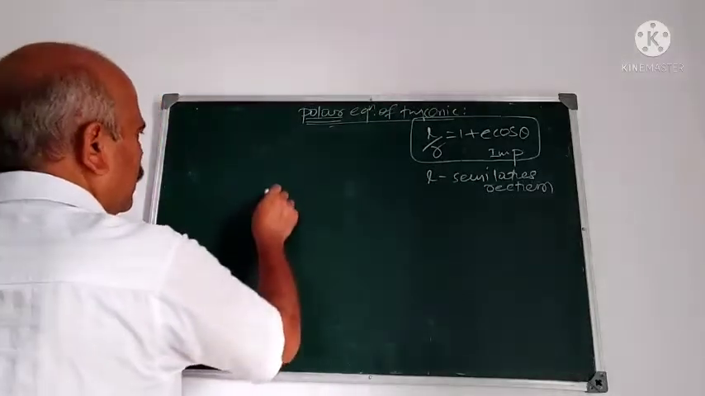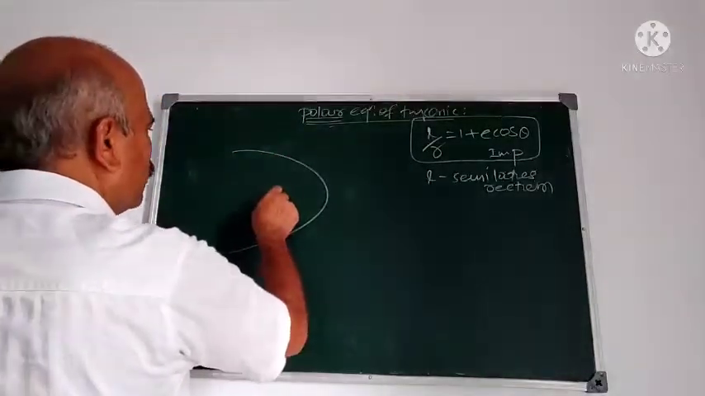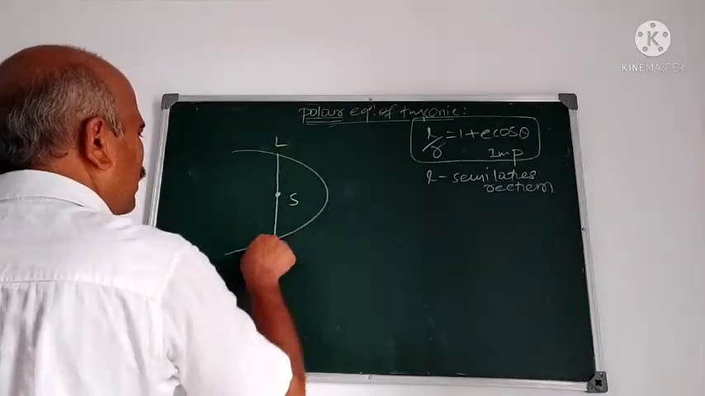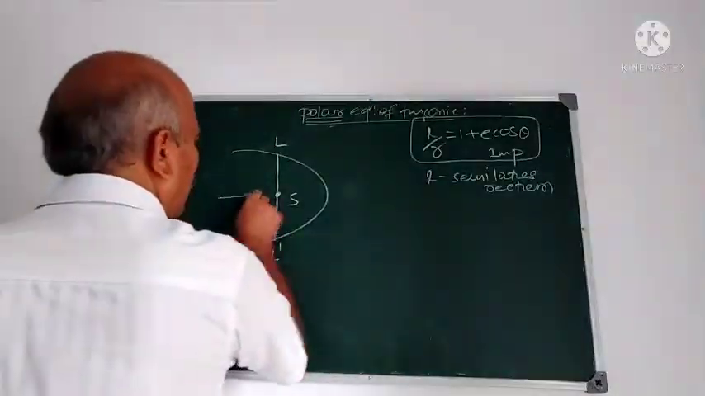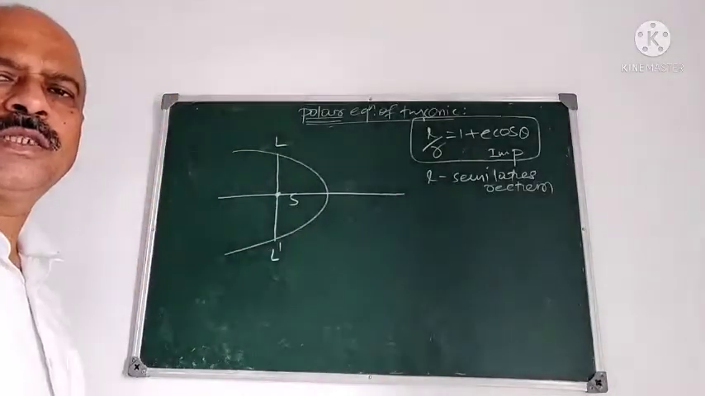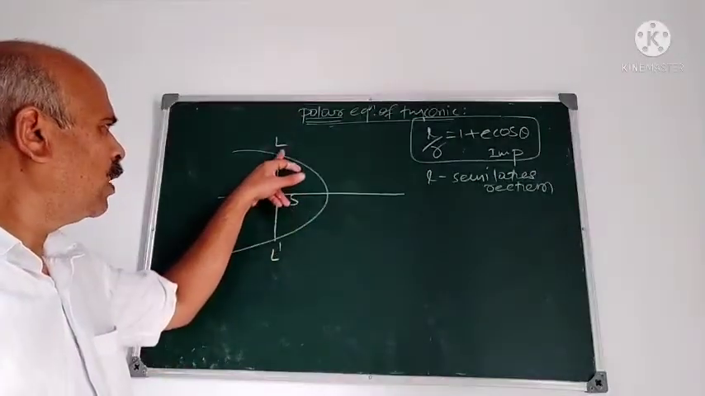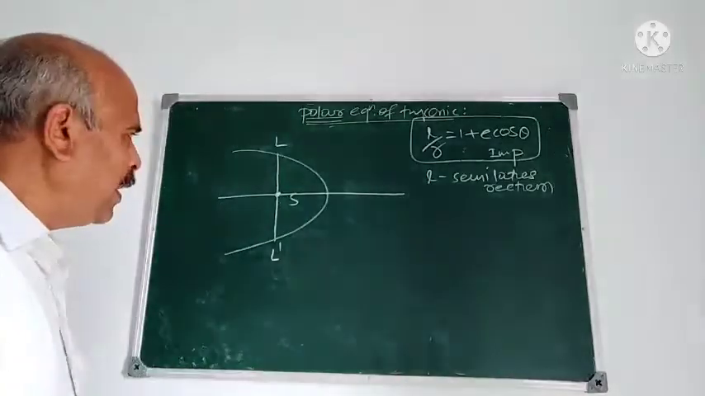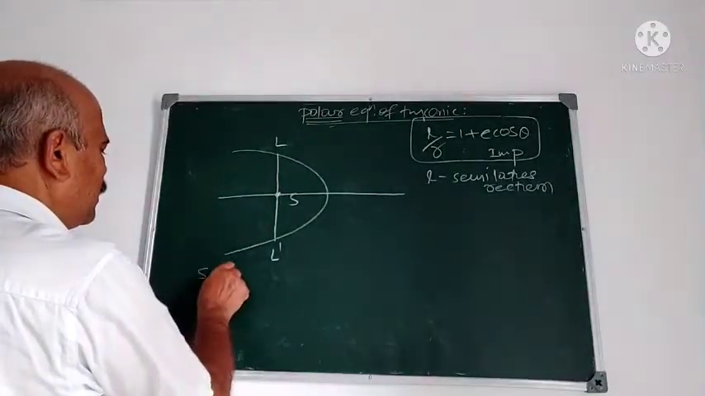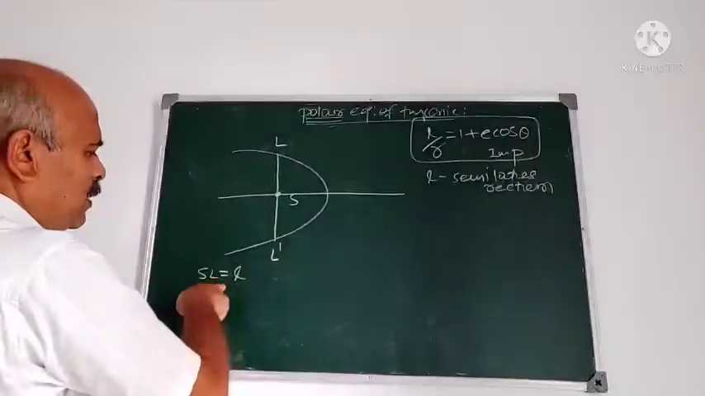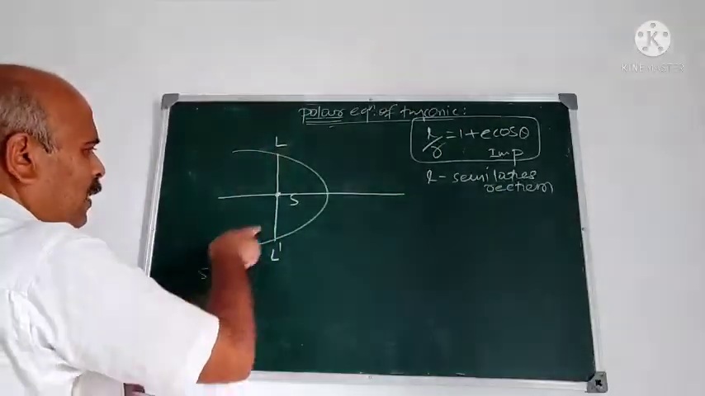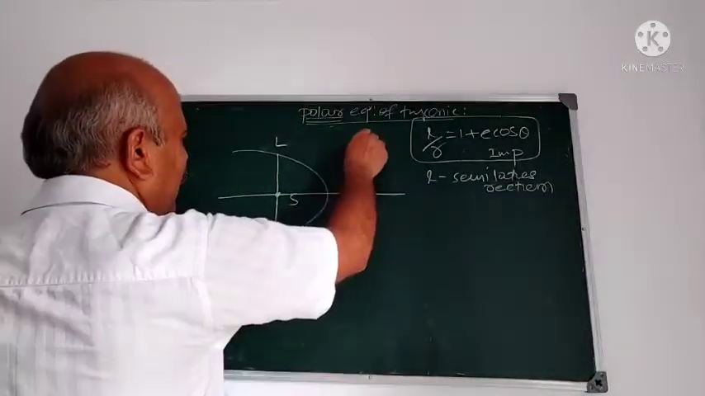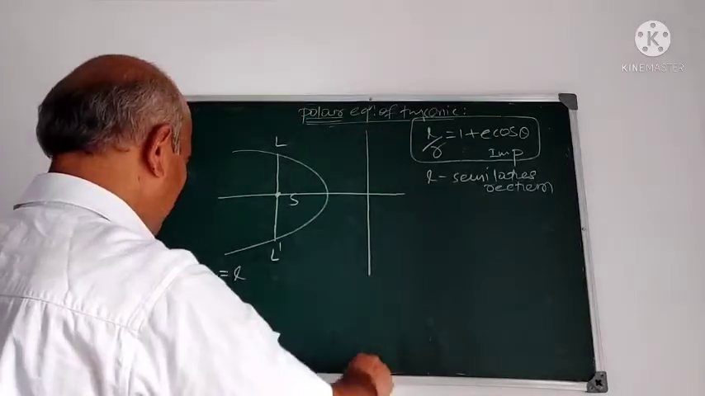For that, suppose this is the conic section. It may be any conic section. Suppose S is the focus. Draw L dash. What is L dash? And suppose this is the axis. L dash is the focal chord perpendicular to the axis. That is called the latus rectum. And SL is small l. Semi-latus rectum is SL. L dash is the latus rectum. SL is the semi-latus rectum. It is small l. Now consider the directrix. This is the directrix.